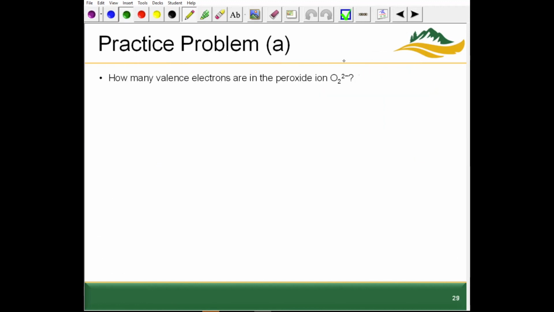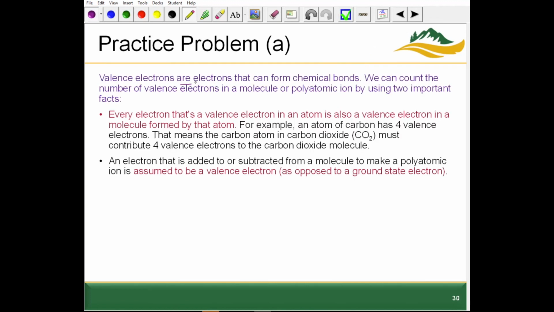So again, we've practiced counting valence electrons, but for individual atoms. Now let's try this practice problem of determining the number of valence electrons, but in this polyatomic anion. O2 2-, this is a peroxide ion. So valence electrons are electrons that can form chemical bonds to reach that happy octet or duet for each atom that's participating in a bond.